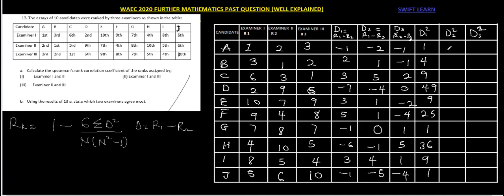So for the next D squared, minus 2 squared is 4, 1 squared is 1, 25, 16, 1, 1, 0, 1, 16 and 25. Alright, so for the last D squared we also have 1, 1, 4, 9, 4, 16, 1, 25, and 1.